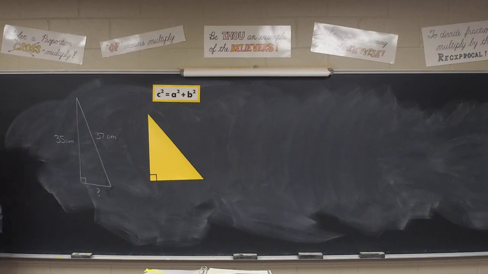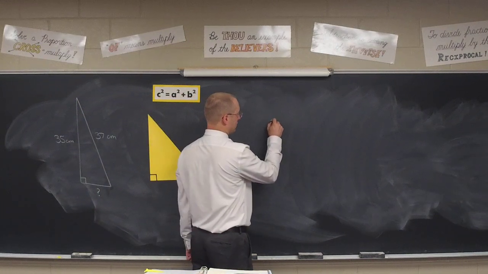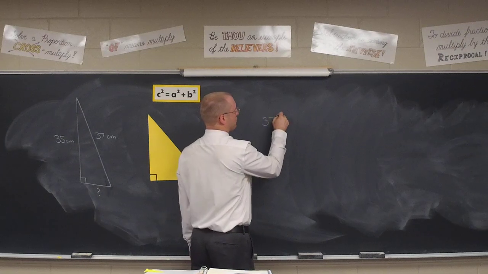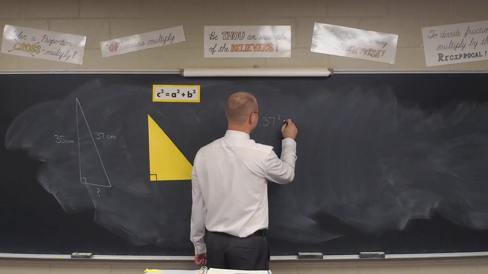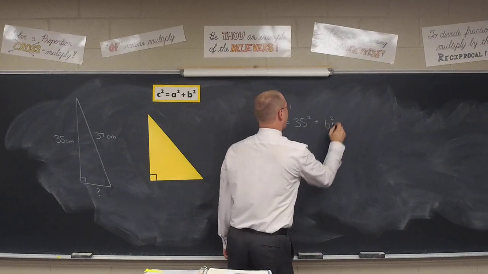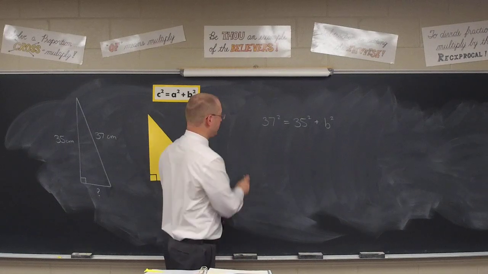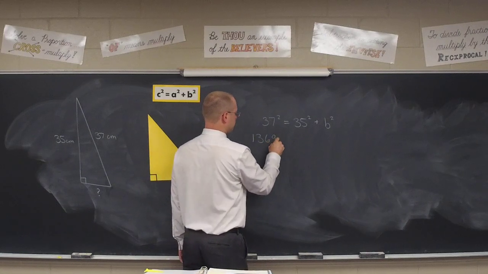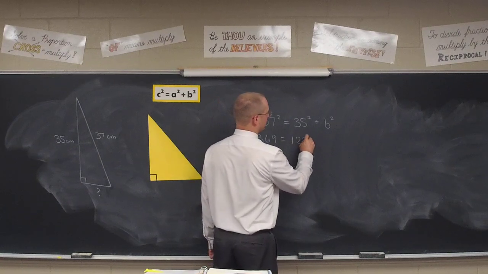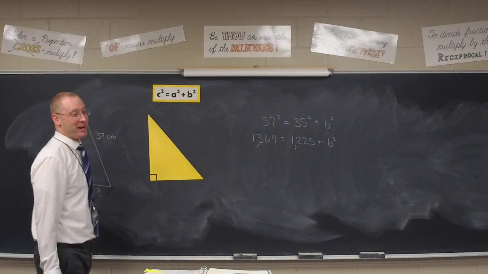Bryson, what should I write down? Well, let's start by saying 37 squared equals 35 squared plus B squared. All right, and then when we look at the chart to figure out what 37 squared is, because we're lazy, 1,369. And then the 35 squared. 1,225. All right, Elaine, what do we have to do to get the B squared by itself?